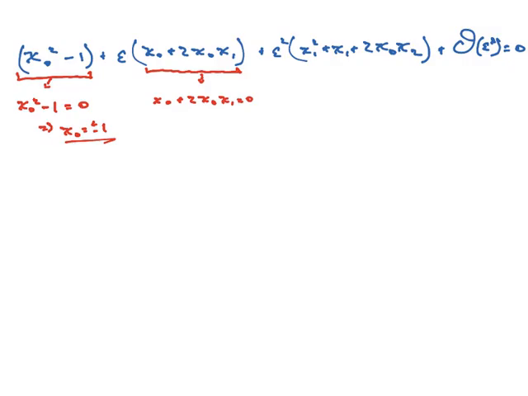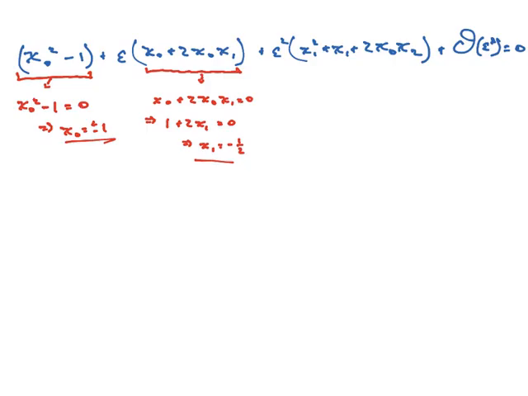But I know x naught is not 0, it's plus or minus 1 from my last term. So I'm allowed to divide them out. I divide these out and I get 1 plus 2x1 is equal to 0. So that tells me x1 is equal to minus 1/2. Notice the 1 here is not plus or minus 1's 1. It's x naught divided by x naught is equal to 1, no matter which one I chose.